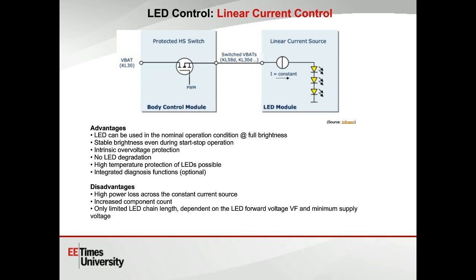Disadvantages: just like we had power dissipation across the resistor, we also potentially have a high power loss across the constant current source. It's more complicated, so we have increased component count, and it only accommodates a limited LED chain length, which depends on the forward voltage of the individual LEDs, especially when they are in series, as we see here.